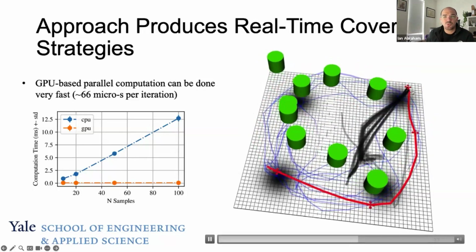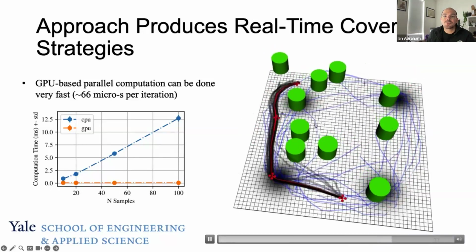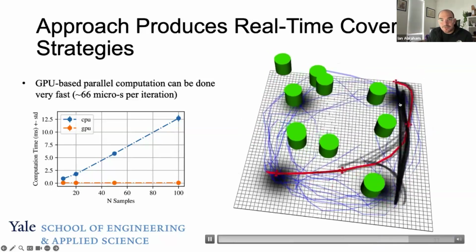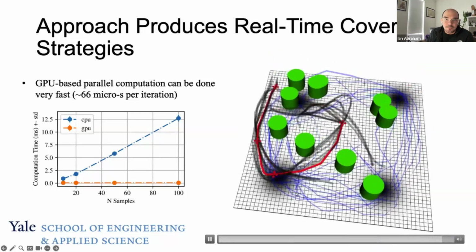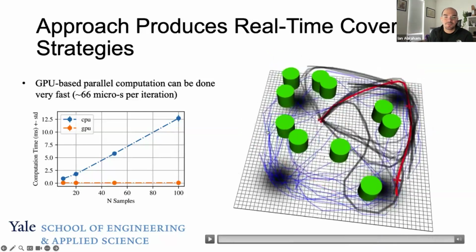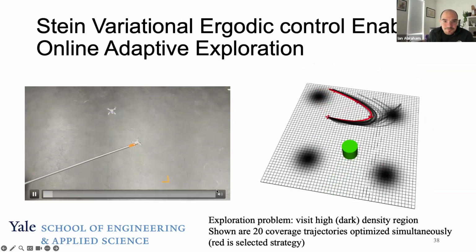And what you're seeing is about 20 coverage trajectories where the robot's trying to navigate around the object, provide multiple solutions, and then ensure that it takes samples. What you're seeing in the back is the blue of where the robot has been sampling. So this is incredibly fast. You get about 66 microseconds per iteration of the Stein variational inference. What that means is we can run it on a robot.